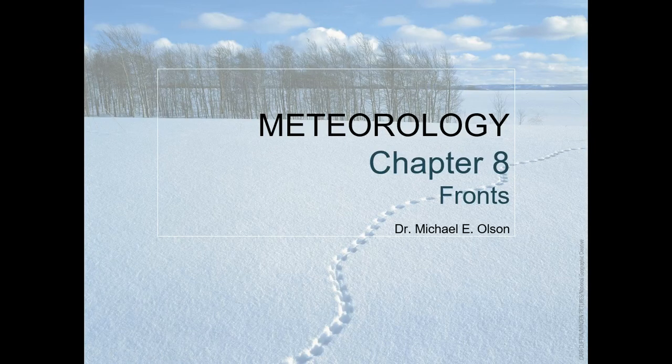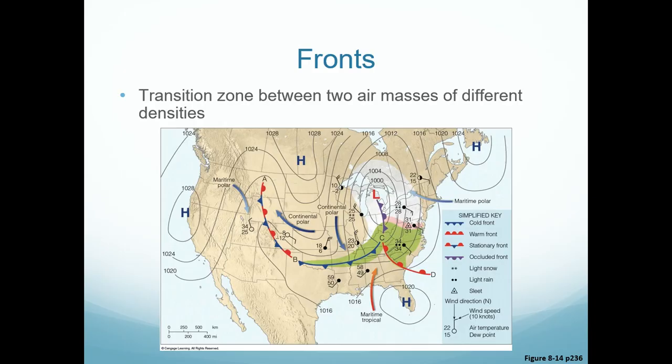In our last video, we talked about air masses, which is a mass of air with similar properties of both temperature and humidity. Related to air masses is a front. Now, a front is simply a transition zone between two air masses of different densities. I'll give you a good example here.